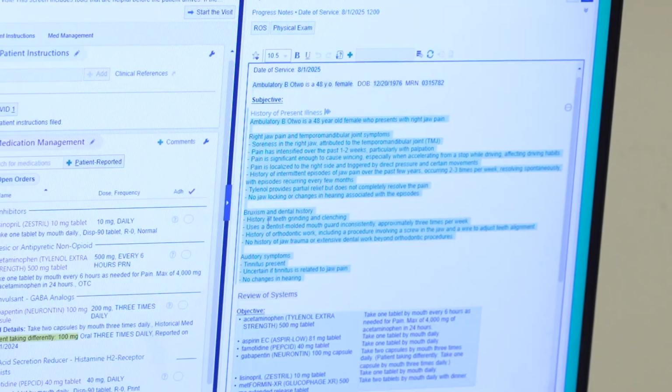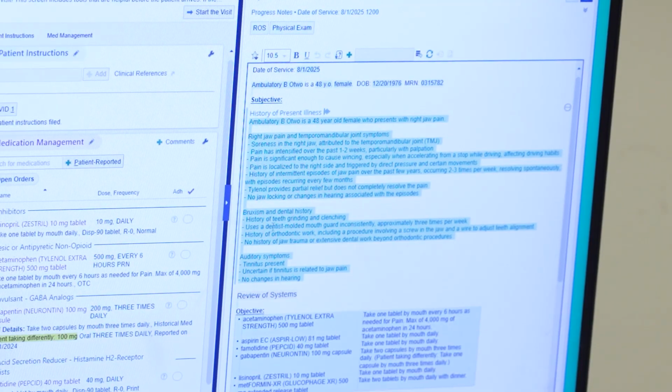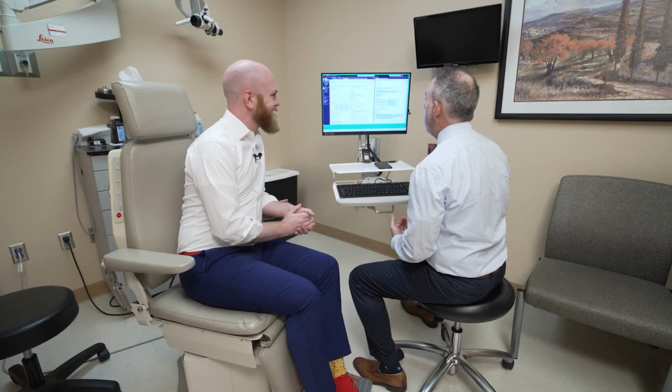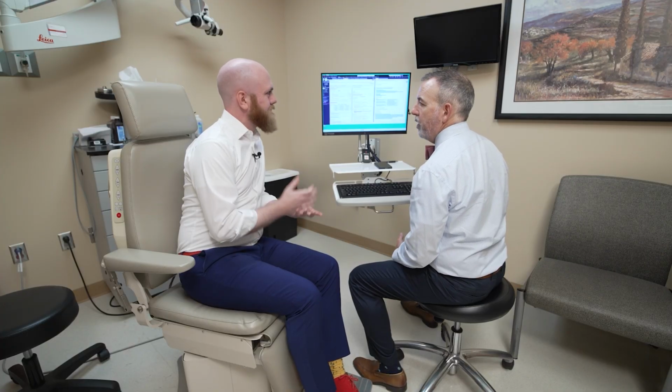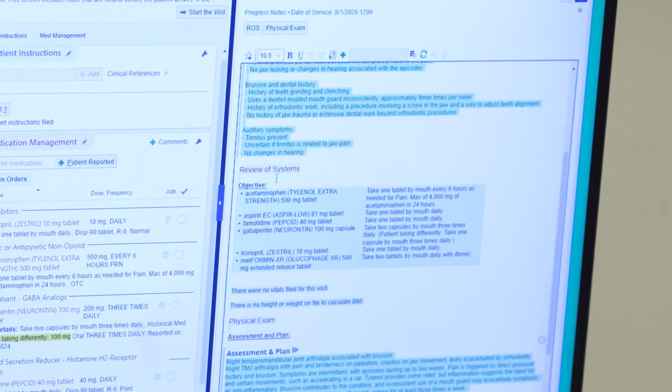It also talks about your history, right? The fact that you grind your teeth at night, you have a mouth mold, but maybe don't wear it as often as you should, right? So it captured all of that symptom history, including the negatives, where you don't have any issues really with your ears, other than some ringing in the ears, but that's not really directly tied to this.